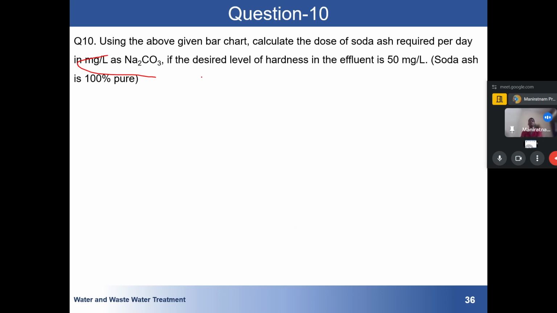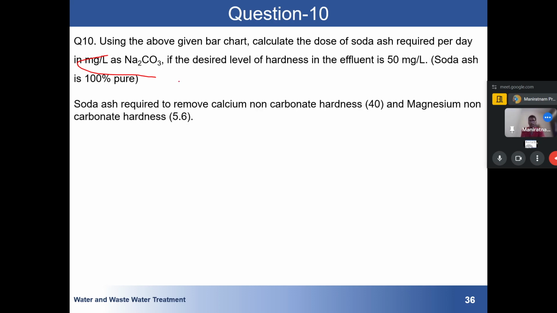generally when we remove hardness, you will just purchase this much amount of Na2CO3 from the market. You will go to the market, they will say that the purity is 90% or 76%. So according to your calculation, you can purchase it and you can use it directly in your system. Okay. Again, the soda removes the calcium non-carbonate hardness. Remember, here we are asking you to remove this non-carbonate hardness, and magnesium non-carbonate hardness.